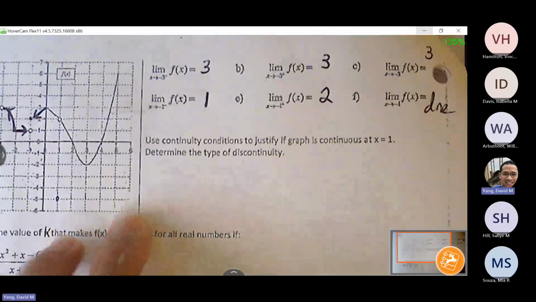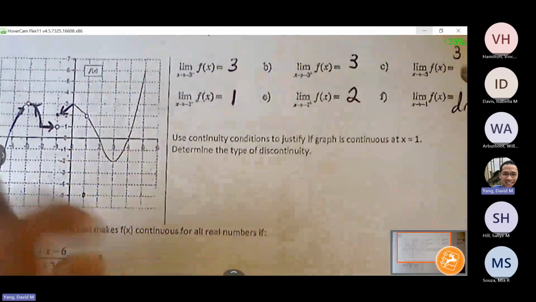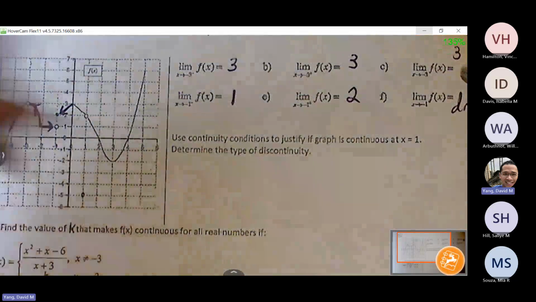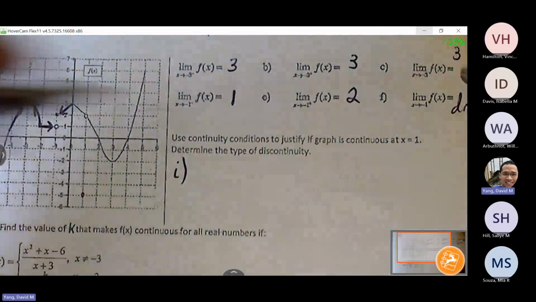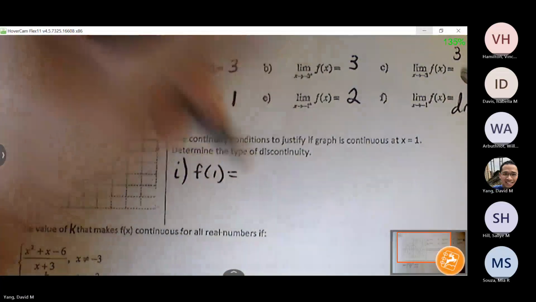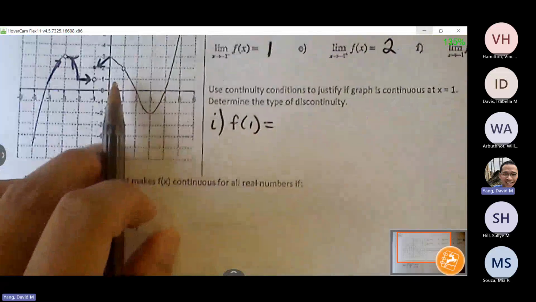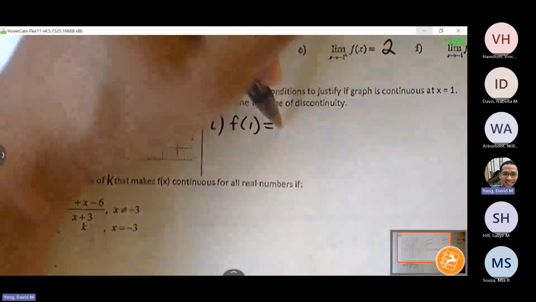Okay, use continuity conditions to justify if the graph is continuous at x equals 1. So we go through our continuity conditions, but we can read it off of the graph here. Let's start off with f of 1. f of 1 is all the way down here. That's -5.